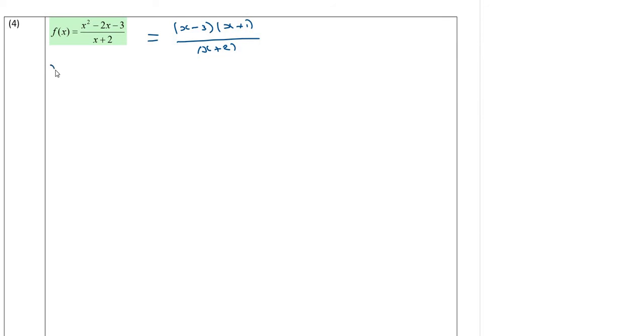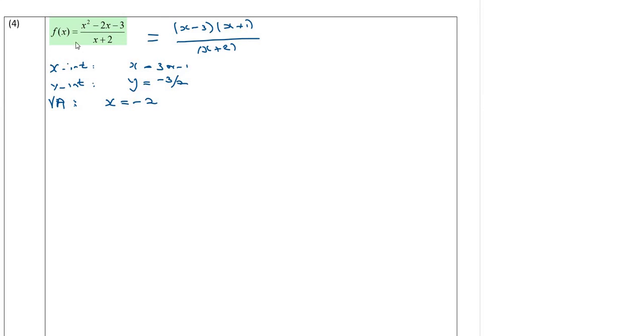Okay, so the x-intercepts are where the top is 0. That will give us x is 3 or minus 1. The y-intercept is making x 0, so that's going to give us y is minus 3 over 2. And now, the vertical asymptote: because this is a rational function, it must have a vertical asymptote. That is where the bottom is 0.